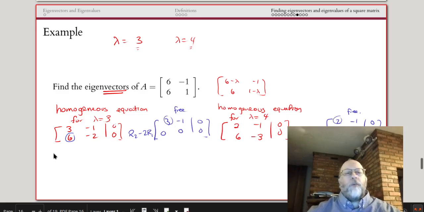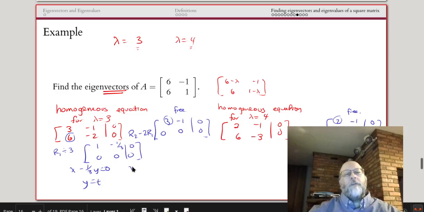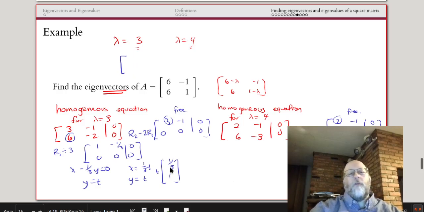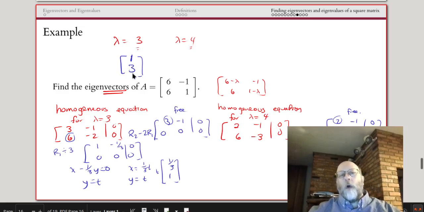I'll divide by 3 and 2 here. This gives me 1, negative a third, 0, 0, 0, 0. And this is 1, negative a half, 0, 0, 0, 0. And this tells me that x minus a third y equals 0 and y equals t. So x equals 1/3 t and y is equal to t. And so we have t times 1/3, 1. We can use that, or we can plug t equals 3 in and use the vector 3, 1 instead of using 1/3, 1. Not 3, 1. When I plug in t equals 3, 3 times 1/3 is 1 on the top. 3 times 1 is 3 on the bottom. I'll get that right. 1, 3.